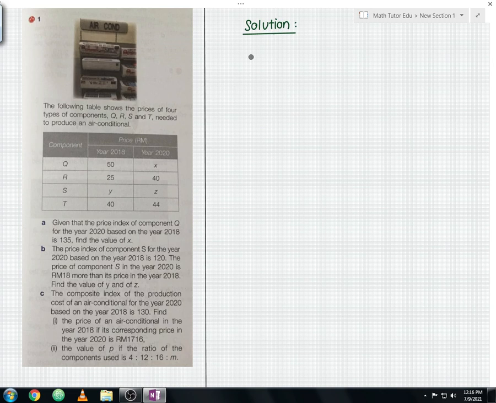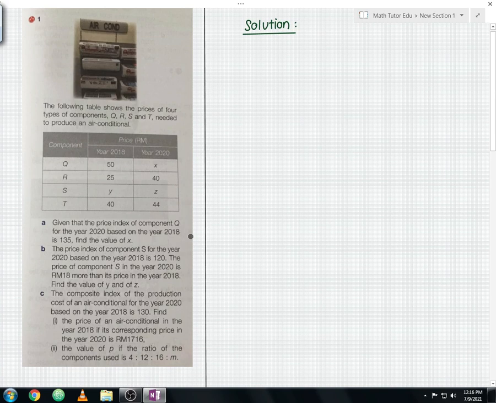Okay, let me read the question now. The following table shows the prices of 4 types of components Q, R, S and T needed to produce an air conditioner. As you can see here, in the first column you have the components Q, R, S and T. In the second column you have the price in the year 2018, which is 50, 25, Y and 40. In the third column you have the price in the year 2020. So these are the respective prices. Continue to read the question.